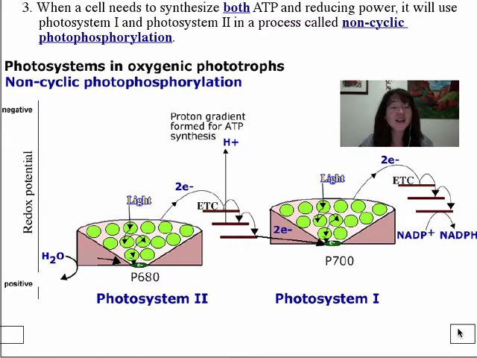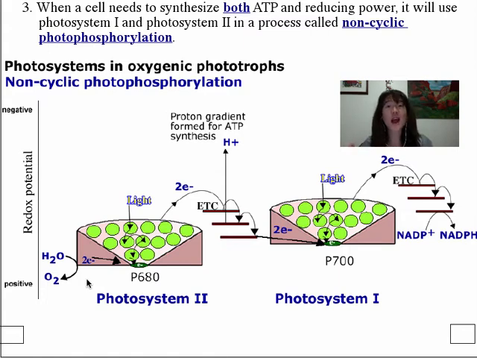So we recognize that it strips electrons off of water. That's what makes it an oxygenic phototroph, creating oxygen gas as a byproduct. So that's where those replenishable sources of electrons come from, stripping and ripping the electrons off of water.